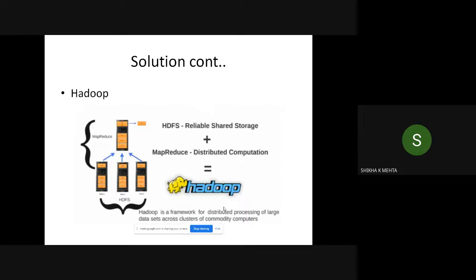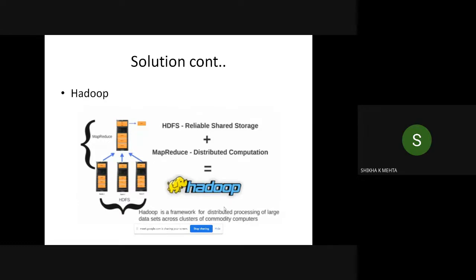Then for the computation part, it's not only the storage that is distributed, but along with that, even the computation is also distributed. And for distributed computation, the component of Hadoop which is responsible is called MapReduce. So we can say that Hadoop is a framework for distributed processing of large data sets across clusters of commodity computers. So here you see we are talking about processing of large data sets across clusters of commodity computers.